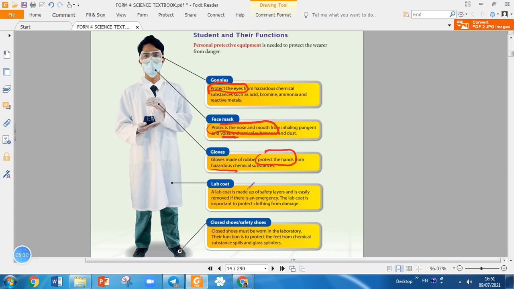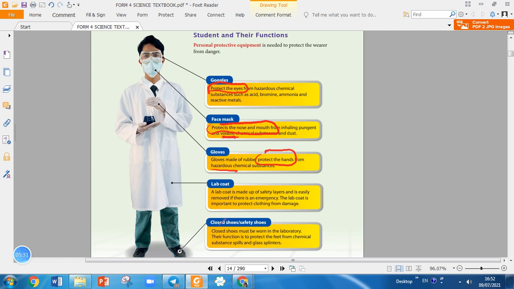Next one will be the lab coat. The lab coat is made up of safety layers and is easily removed if there is an emergency. The lab coat is important to protect clothing from damage. The keyword here is to protect your body, especially when carrying out experiments on combustion.